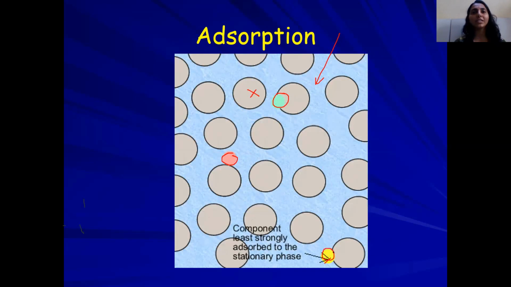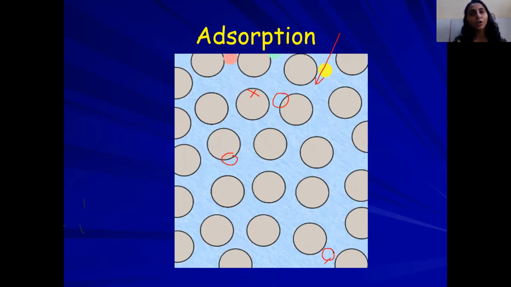And this yellow which you can see is nothing but the one which is less adhered or less absorbed to your stationary phase. This is adsorption. And on this same technique, this will occur.